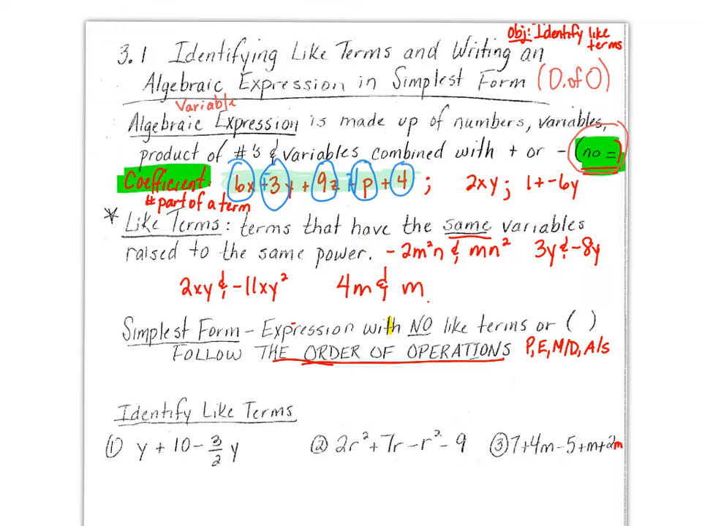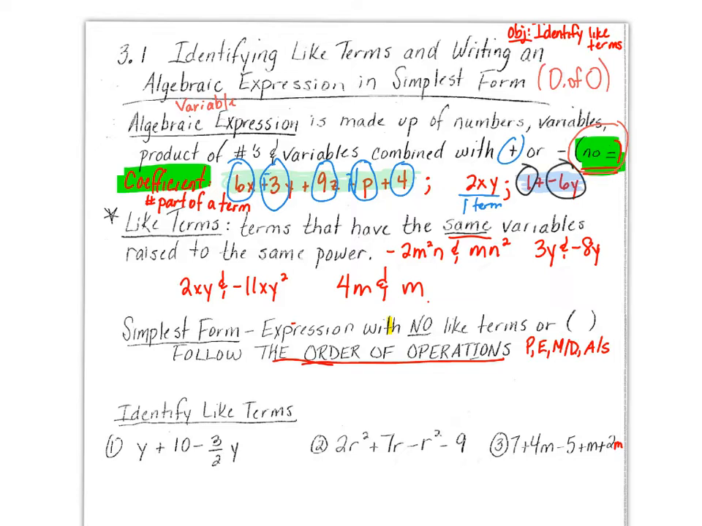Look at the next one. It's 2xy. That is one term, because any term is separated with addition or subtraction. And here's another one: 1 plus negative 6y. How many terms does that one have? That one has 2. Okay, 1, 2.